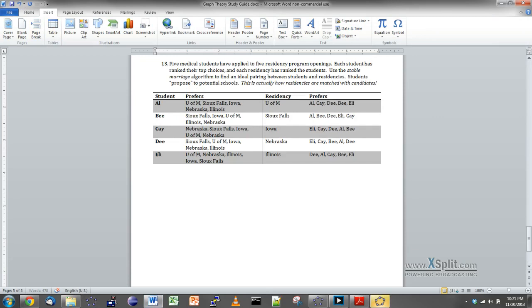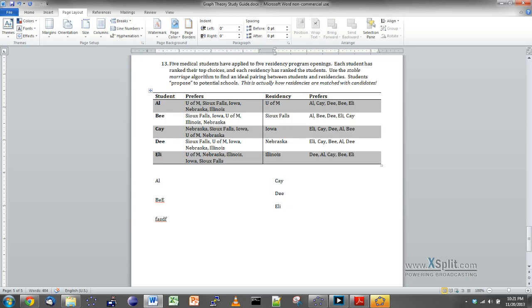We have Al that we need to connect. We have B that we need to connect. We have K that we need to connect. We have D, and we have Eli. And all of these folks need to be connected to some residency programs. So let's get a couple of columns going. Here we go. They need to be connected to U of M, Sioux Falls, Iowa, Nebraska, and Illinois. All right.